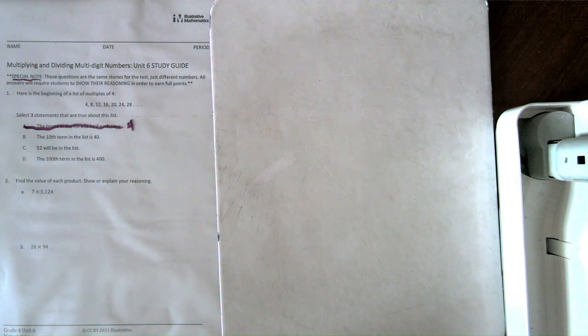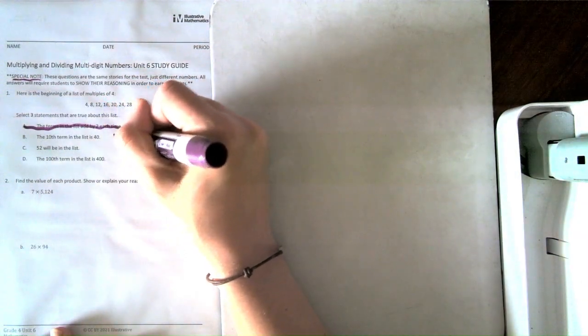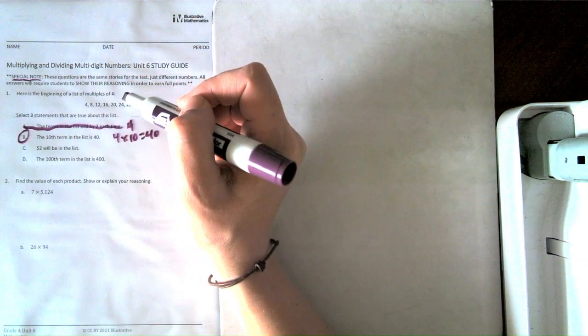B, the 10th term in the list is 40. That is true because 4 times 10 equals 40. So yes, B is a selection.